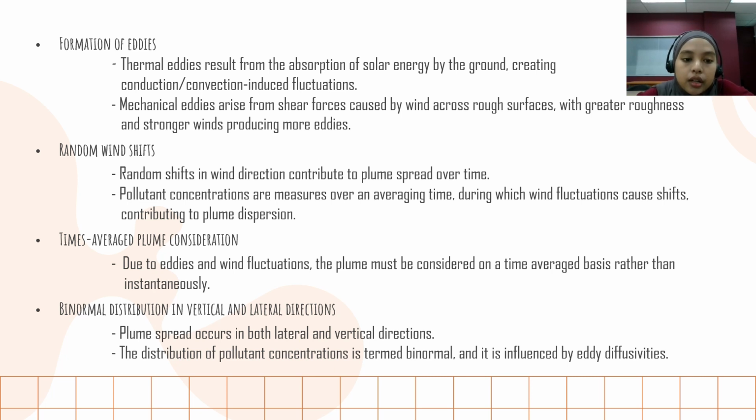Next factor is random wind shifts. Random shifts in wind direction contribute to plume spread over time. The pollutant concentration is measured over an averaging time, in which the wind fluctuation can cause the shift, contributing to plume dispersion. The next factor is time average plume consideration. Due to eddies and wind fluctuation, the plume must be considered on a time average basis rather than instantaneously.